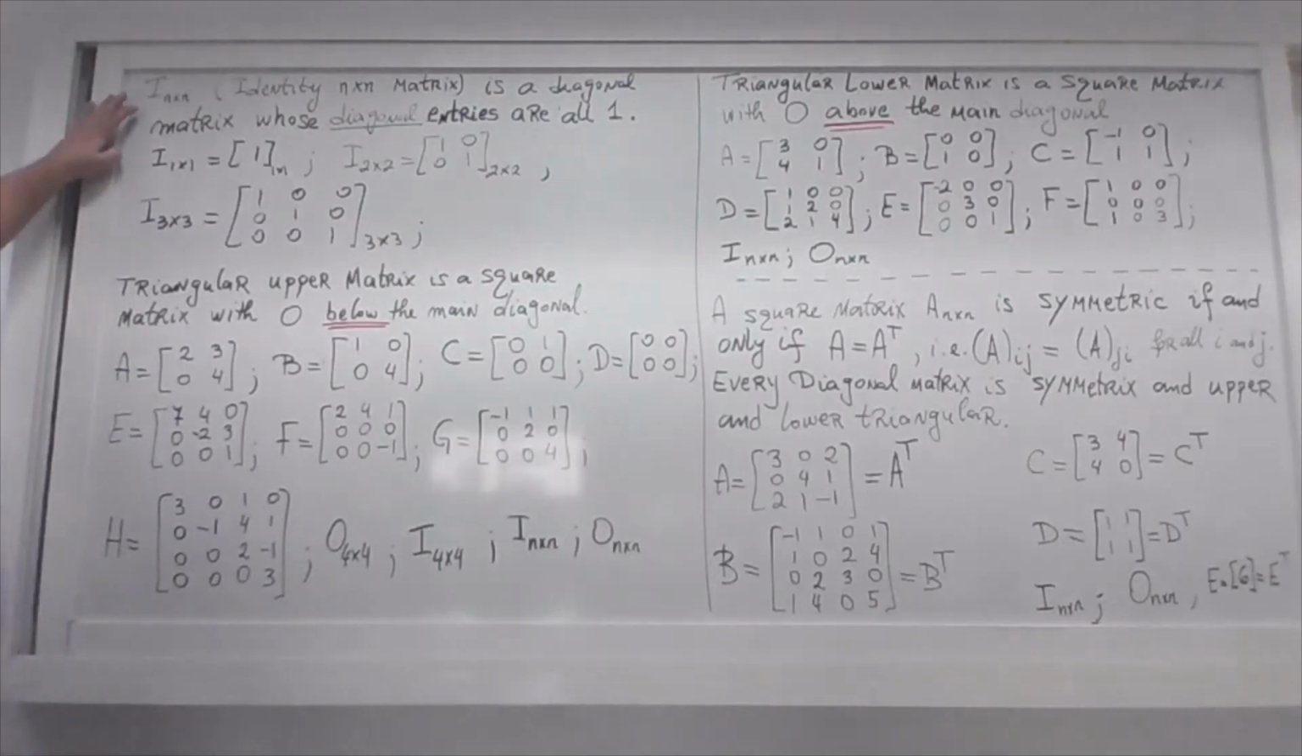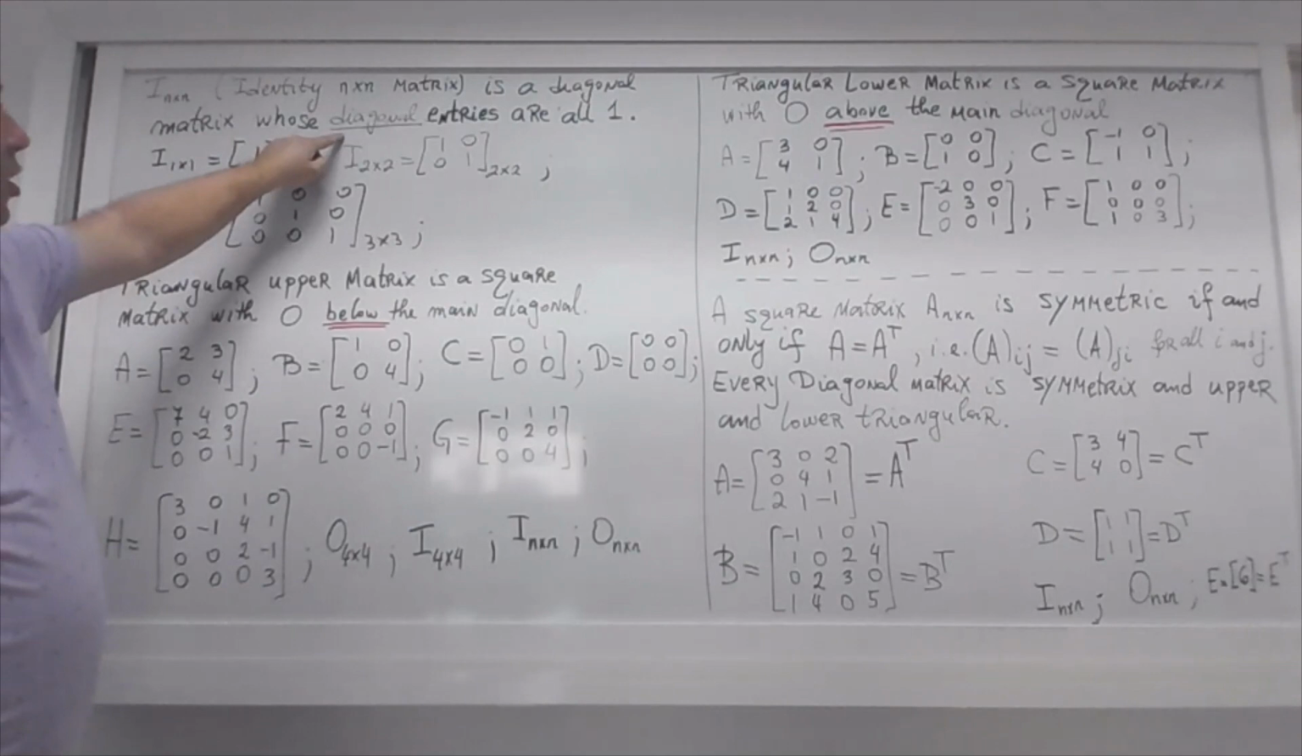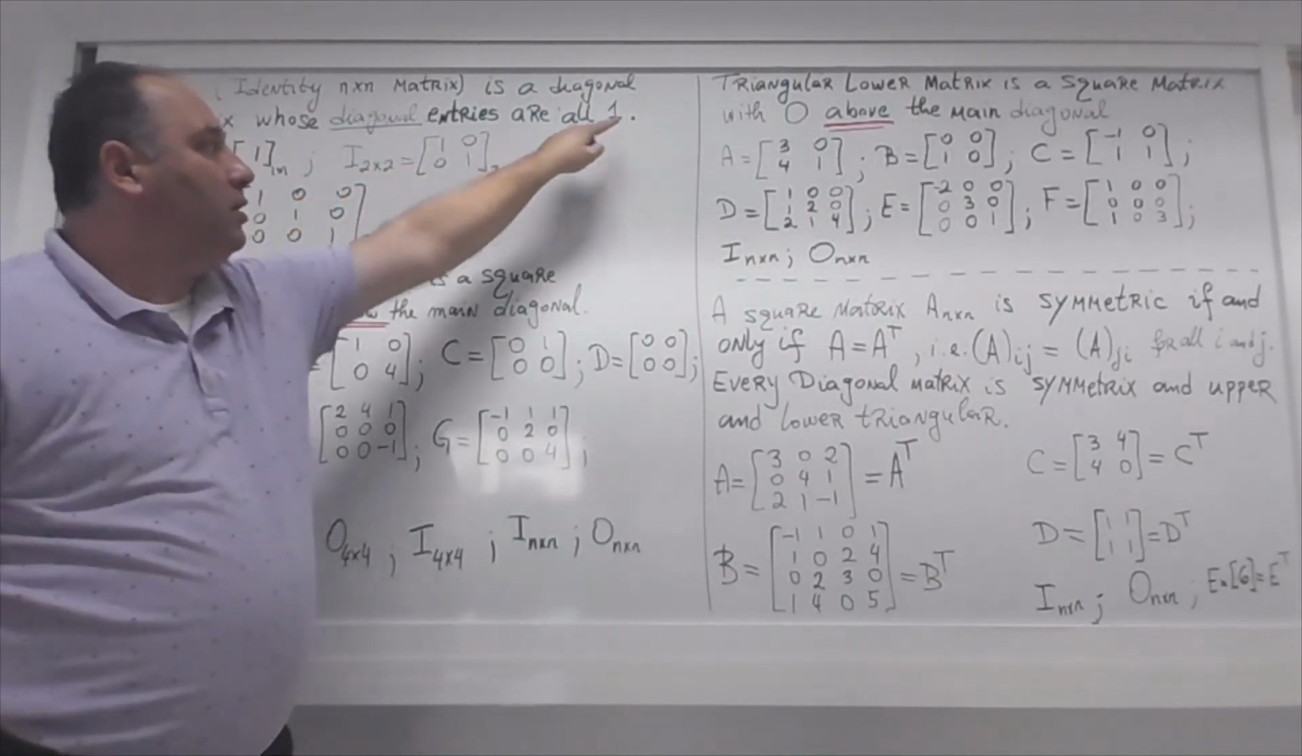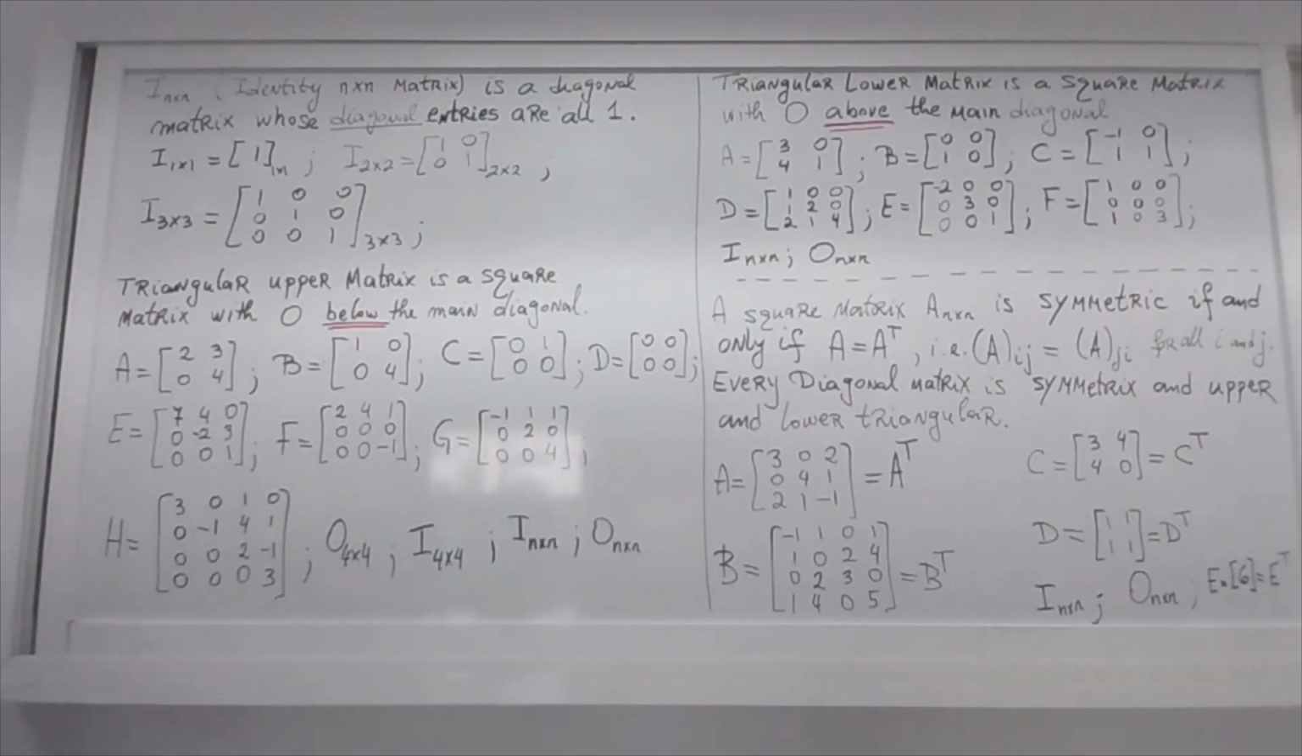Now, identity matrix is a square matrix. It's actually a diagonal matrix, so off-diagonal entries are 0. But now the constraint is on the diagonal entries, so they need to be 1. So identity matrix has zeros off the diagonal, and on the diagonal has 1. So a 1 by 1 matrix with 1 inside, that's identity.